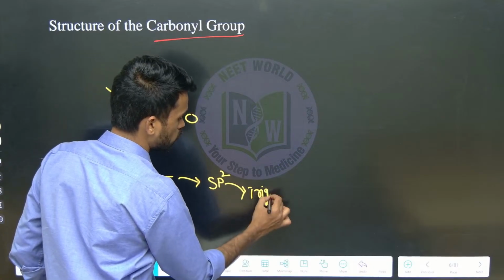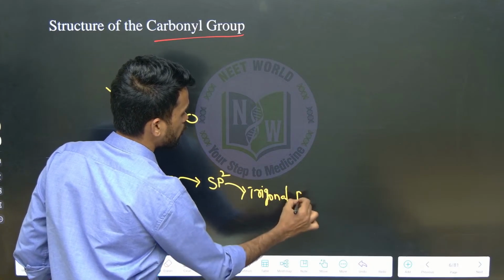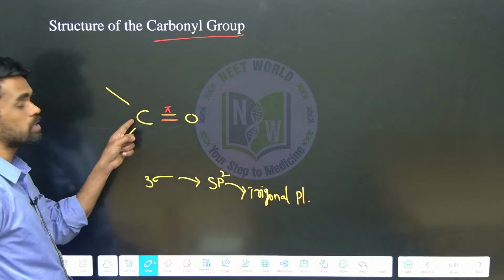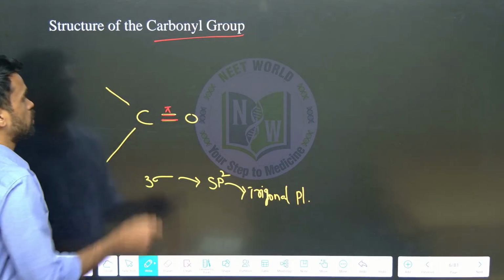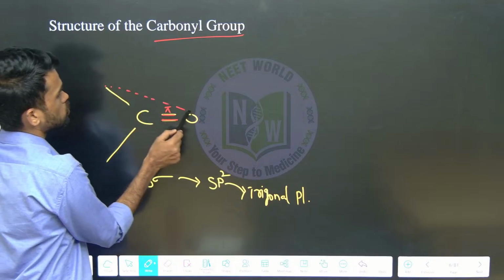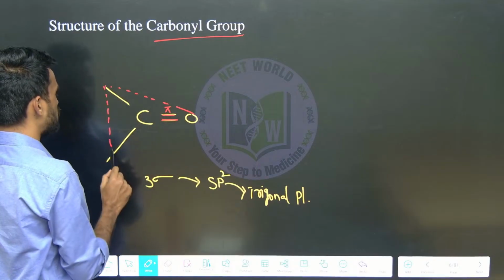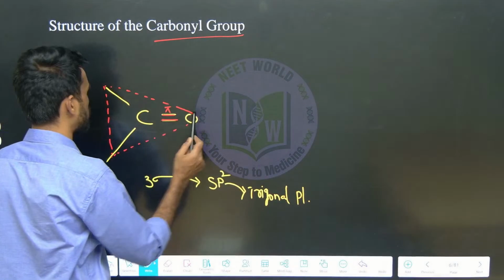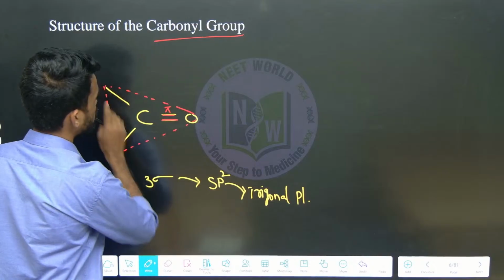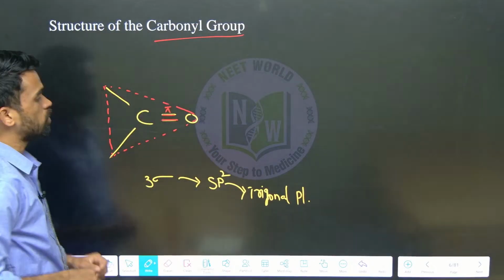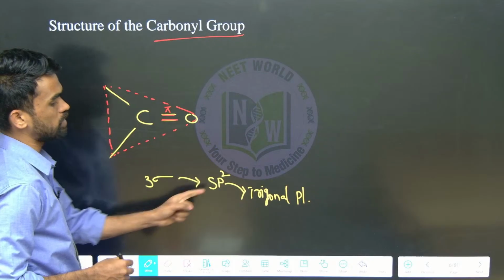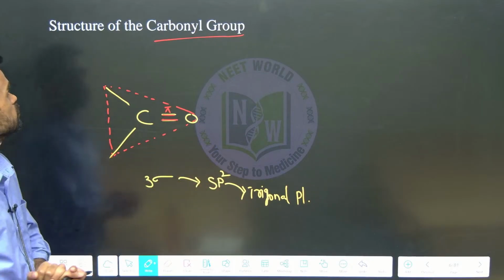geometry. So this carbonyl group carbon is planar. Since it's trigonal planar, I can indicate this trigonal planarity in this way, like a triangle with a plane. So this is an sp2 carbon with trigonal planar geometry, remember.